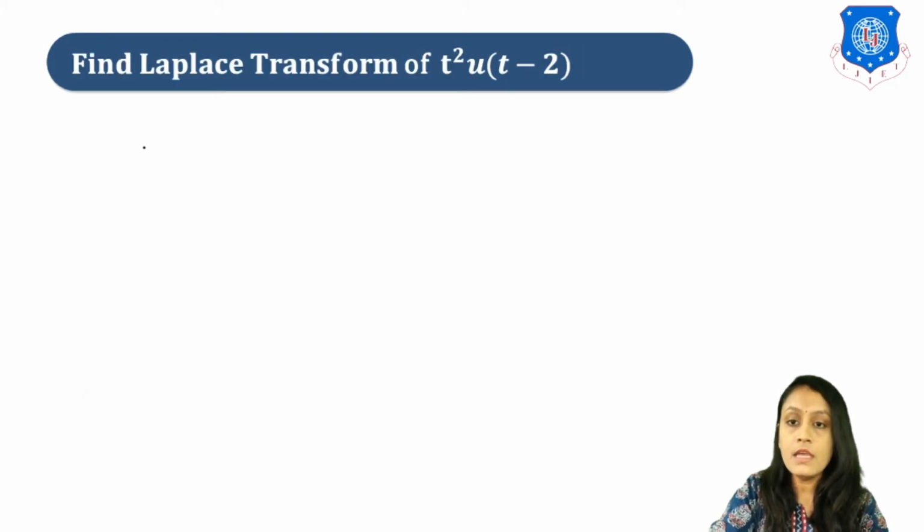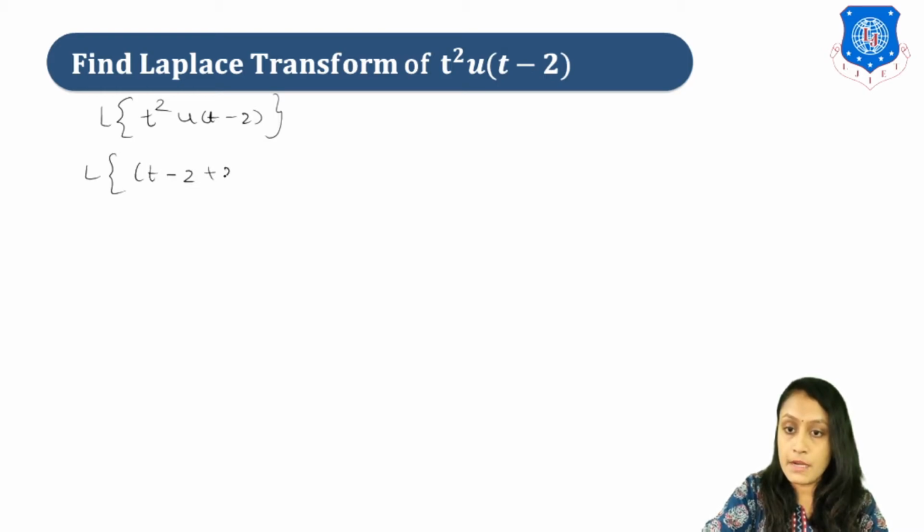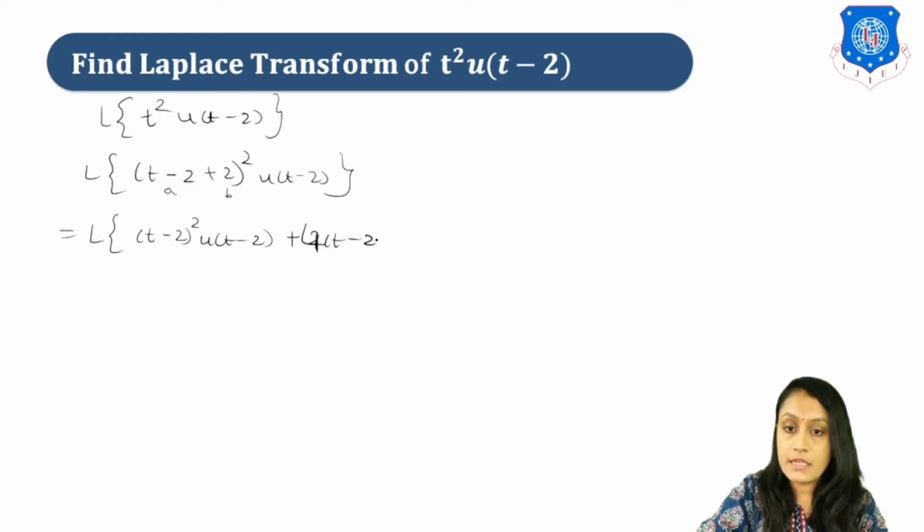Now let's solve one more example. We have to find the Laplace transform of t square u(t minus 2). Again, in place of t we need t minus 2, so we write (t minus 2 plus 2) whole square u(t minus 2). Consider this as a and this as b, and apply the (a plus b) whole square formula. So we get a square, that is (t minus 2) whole square, multiplied by u(t minus 2), plus 2ab, so 2 into 2 gives 4, times (t minus 2) u(t minus 2), plus b square, which is 4, so 4 u(t minus 2).